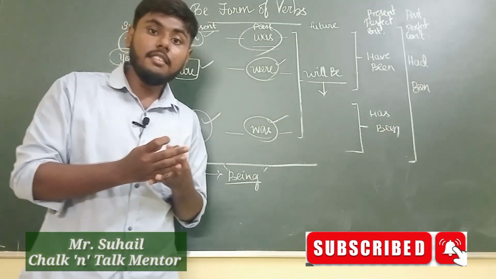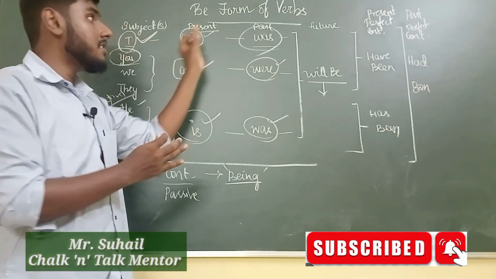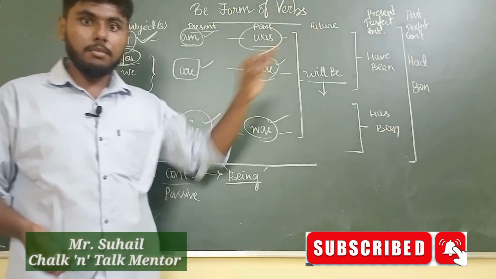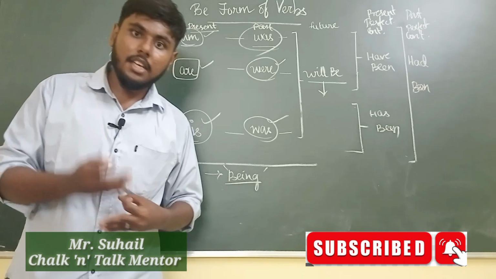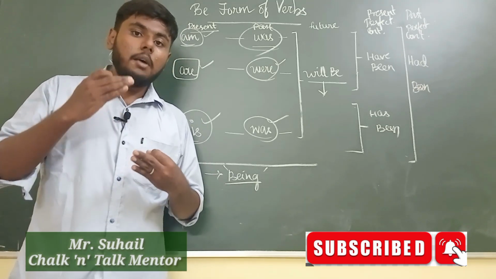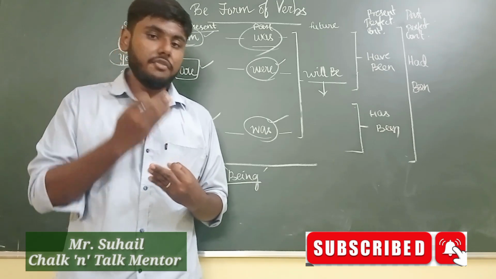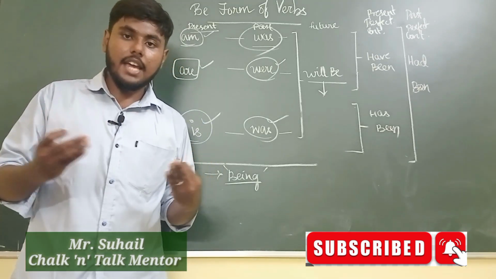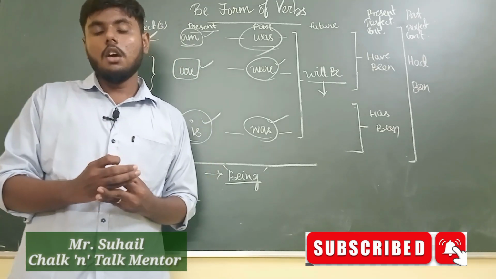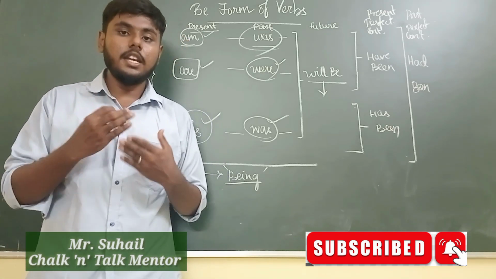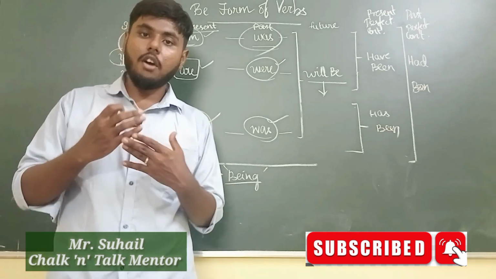The second thing that you need to understand is the changes that it will have within itself when it changes from one tense form to the other tense form. And the third thing, it's mandatory that you really remember the rules of concord, or what is called subject-verb agreement. I hope that was very clear for you, and I believe that you will not commit any more mistakes with the usages of be forms of verbs.